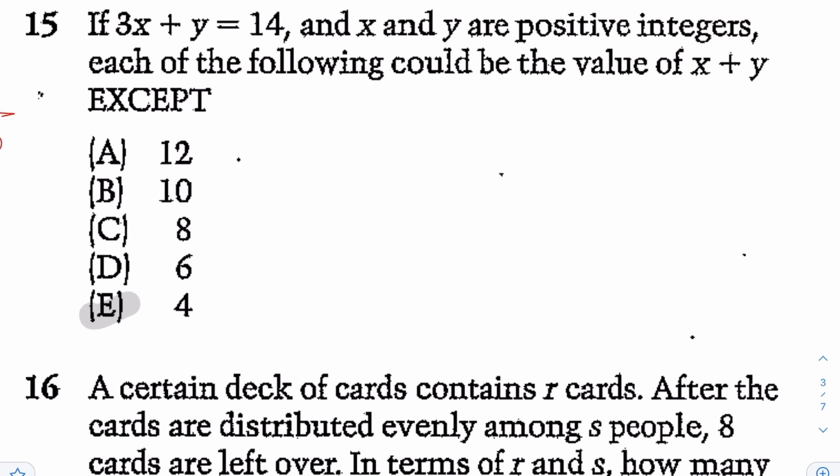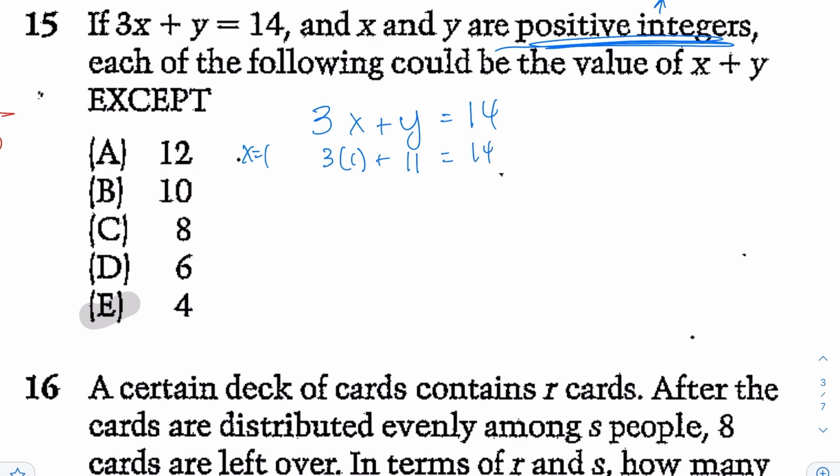Next, for number 15, if 3x plus y is equal to 14 and x and y are positive integers, each of the following could be the value of x plus y, except. So here you have x and y that are restricted to positive integers, and integers are whole numbers. So there's a really big restriction here. For example, the smallest positive integer is 1. If x is equal to 1, that's 3 times 1, which is 3. So 3 plus 11 has to be 14. So if x is equal to 1, y has to be 11. So x plus y could be 1 plus 11, or 12.